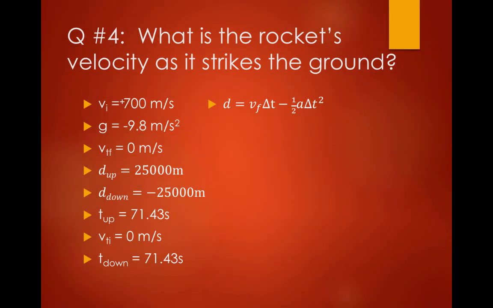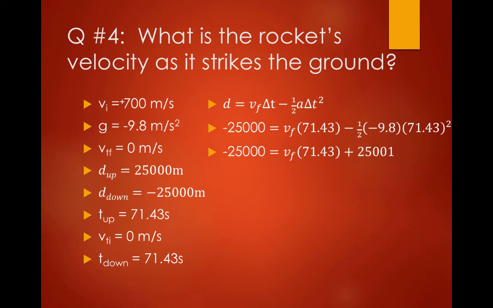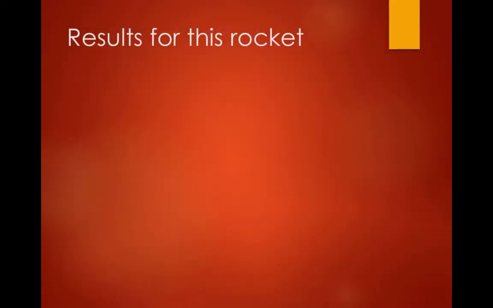D equals Vf t minus 1/2 a t squared. Sub in values for d, t, and a. Simplify the last term to 25,001. Manipulate to solve for Vf. Vf equals negative 700 meters per second, or 700 meters per second downwards. This is the same magnitude as the initial velocity upwards, but in the opposite direction, which is expected as the rocket is falling.